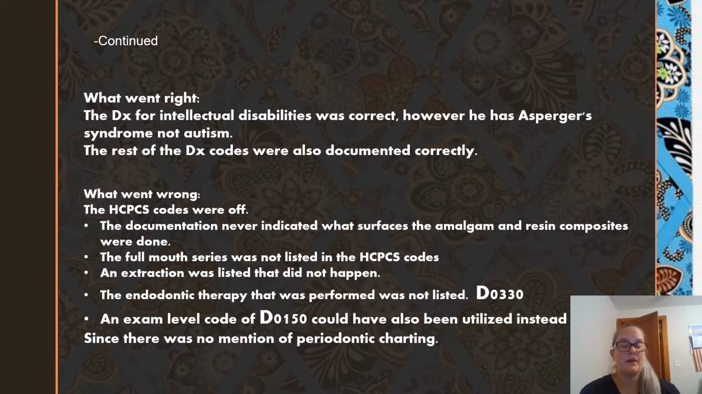What went wrong? The HCPCS codes were off. The documentation never indicated what surfaces for the amalgam and the composite fillings that were done. A full mouth series was completed and was not listed. An extraction was listed and did not happen. And the endodontic therapy that was performed was not listed. That should be listed as a D0330. An exam level code of a D0150 could have been utilized instead of the code for the periodontal exam that they used, since there was no mention of periodontic charting.